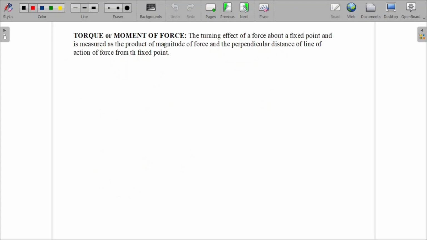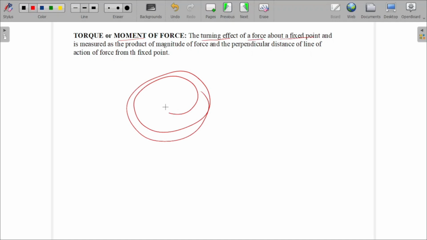Okay, let's see the definition. Torque or moment of force is the turning effect. It is rotating from here to here, it's making rotations, right? That is called the turning effect. The turning effect of a force about a fixed point. From the fixed point only, it is rotating, right? And it is measured from the product of the magnitude of force and the perpendicular distance. So simply torque will be equal to r into F.